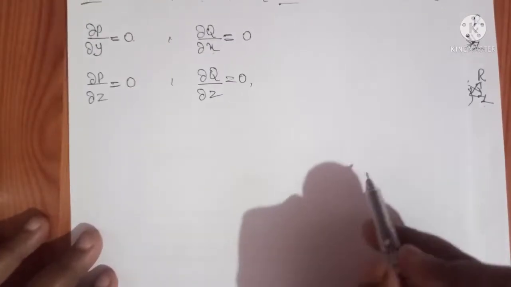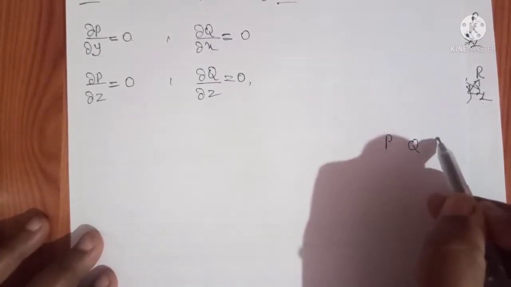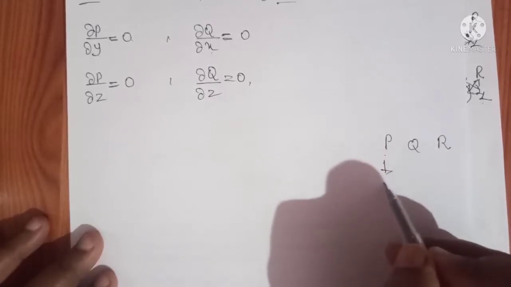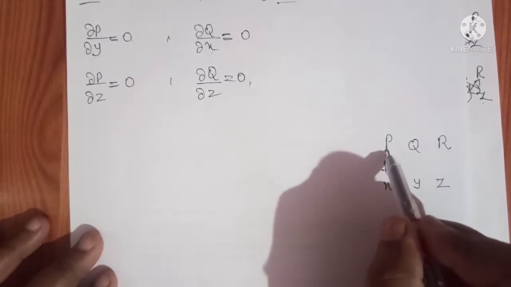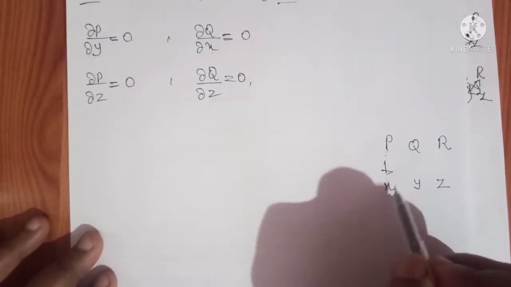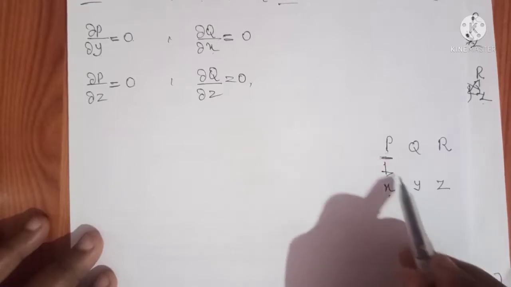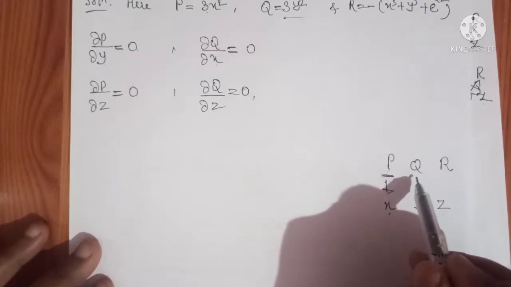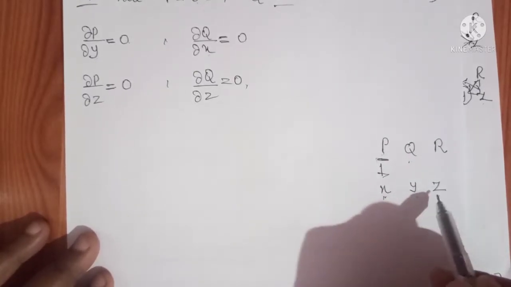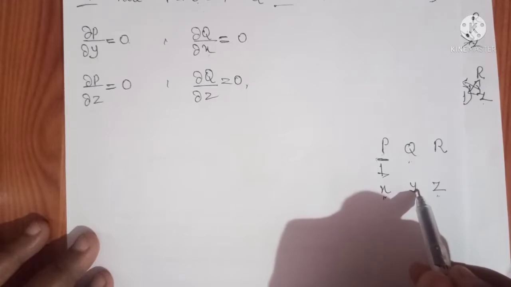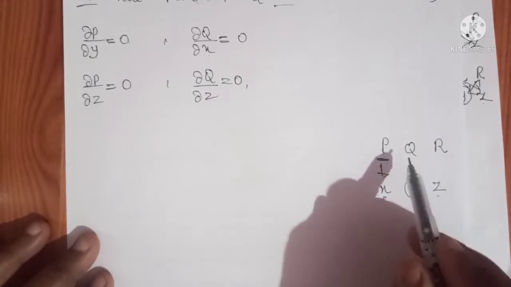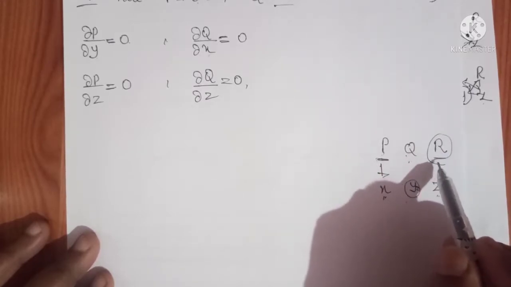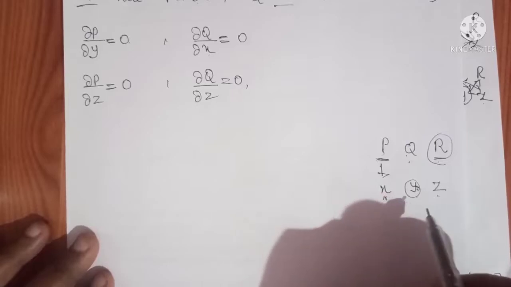You remember one thing: if you write p, q, r in order with x, y, z, then there is no need to find ∂p/∂x. Simply we have to find the partial derivative of p with respect to y and z. In the same way, the partial derivative of q with respect to x and z. It is not necessary to find ∂q/∂y. In the same way, for r we take the partial derivatives with respect to x and y.